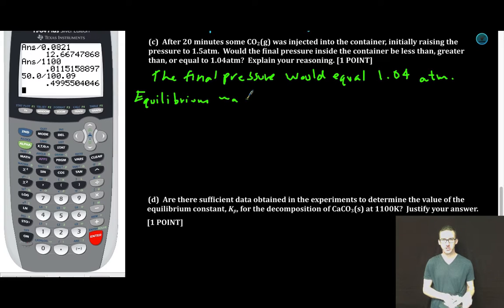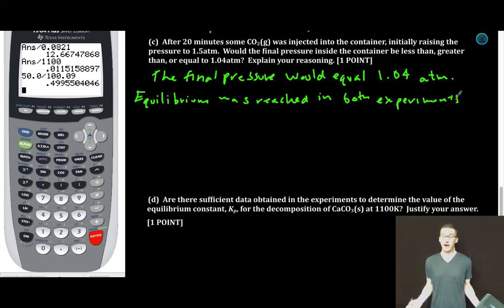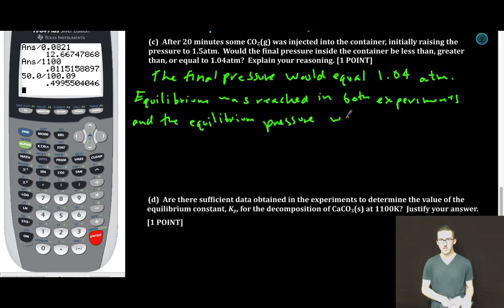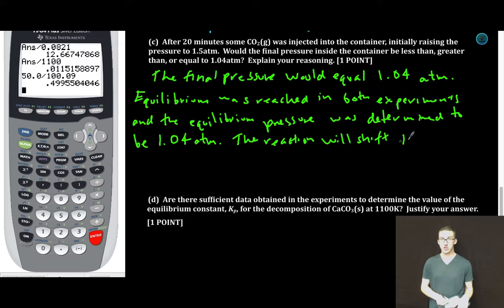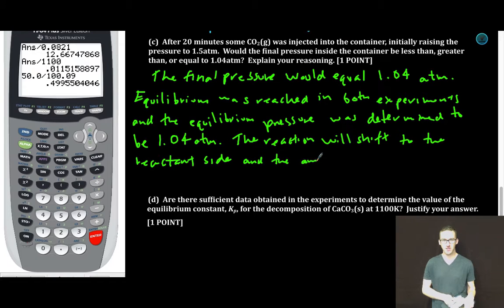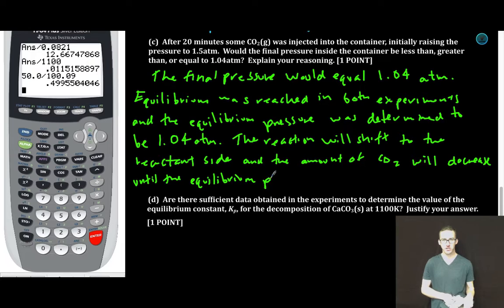Equilibrium was reached in both experiments. How do we know? We achieved a pressure of 1.04 atmospheres in each of the experiments, and the equilibrium pressure was determined to be 1.04 atmospheres. The reaction will shift to the reactant side, and the amount of CO2 will decrease until the equilibrium pressure of 1.04 atmospheres is reestablished. Le Chatelier.